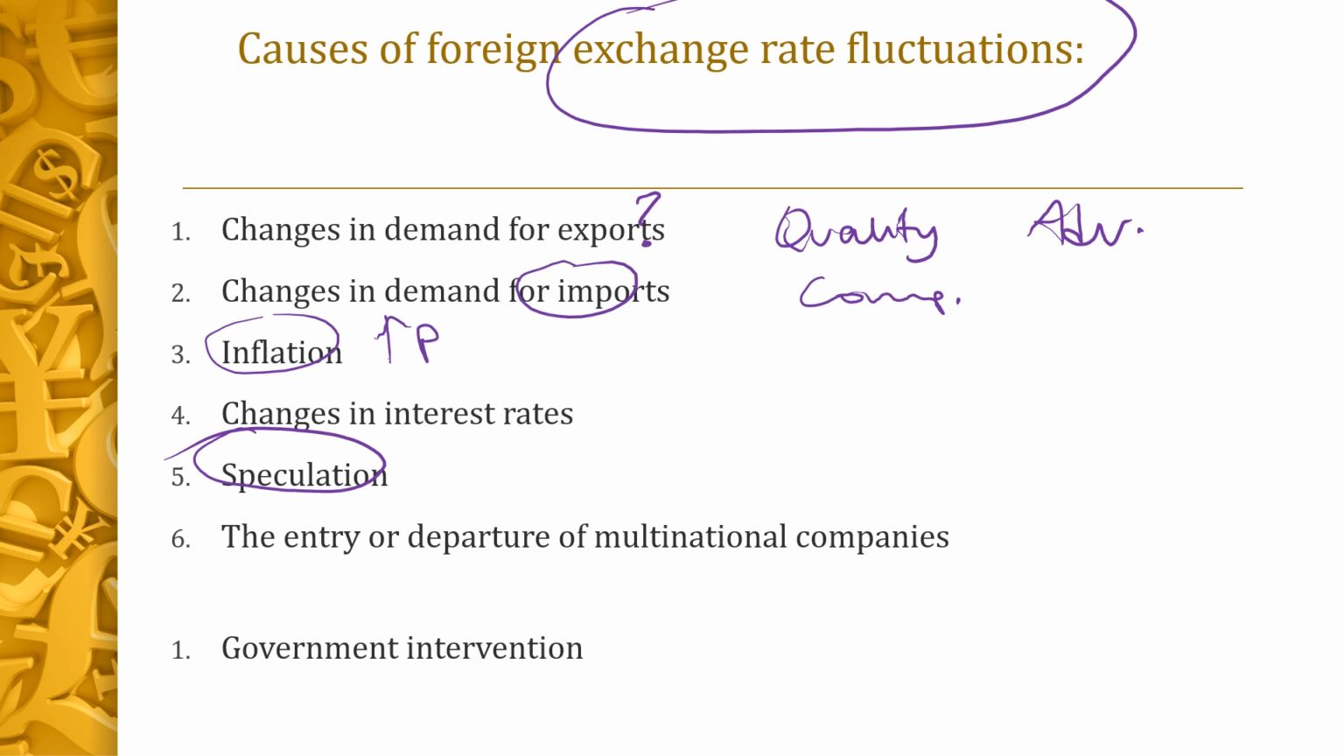Speculators might also lack confidence in certain economies, and therefore, for instance, they might withdraw their investments, and this would lead to depreciation of the currency. The sixth reason would be the entry or departure of multinational companies. So, do we have new multinational companies opening in our country, or are they shutting down and moving elsewhere?